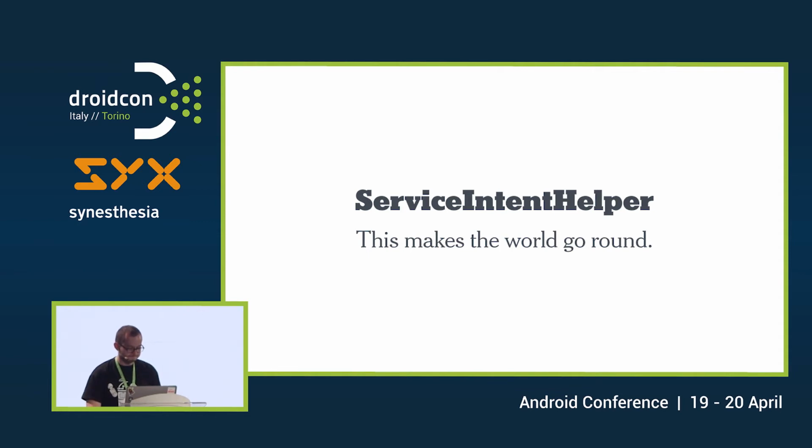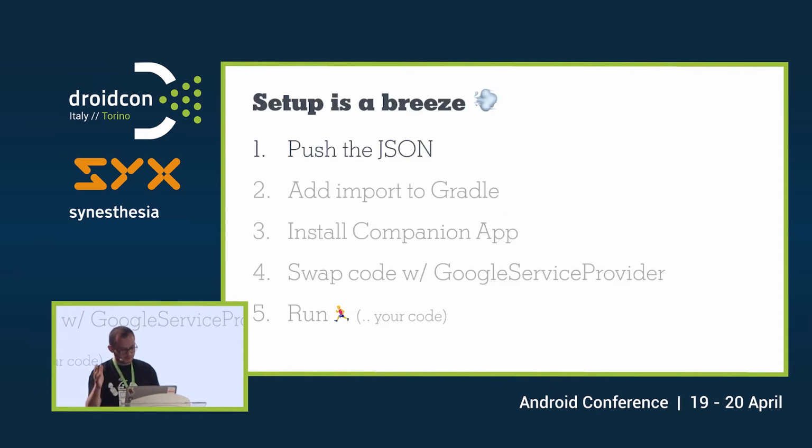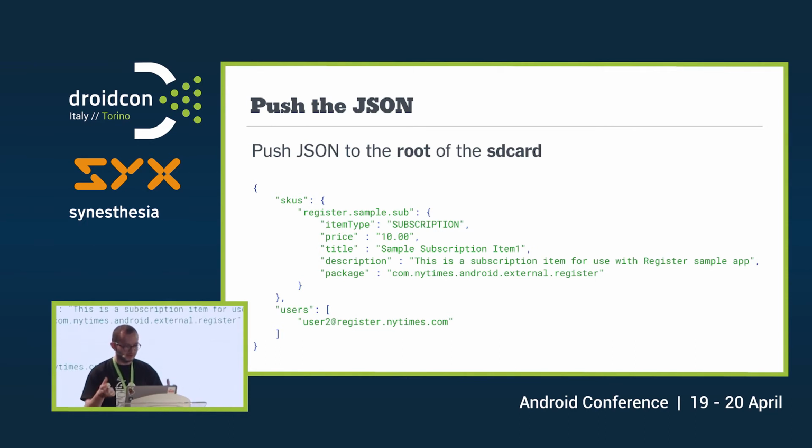So let's talk about setup. Five easy steps. I feel like I'm selling a blender, but anyway. So let's talk about that JSON file. This JSON file needs to exist on the root of the SD card. This example is a little limited because I needed all this code to exist on one slide. But you have an array of users, which are your purchasees, and then you have your SKUs, which are your products. This one only shows a subscription, but you can have an in-app purchase, and that's about it.